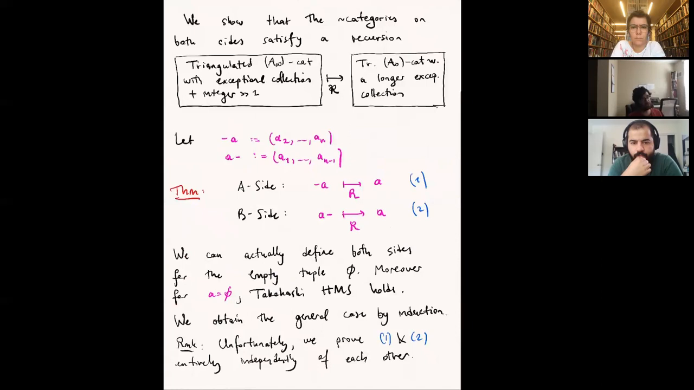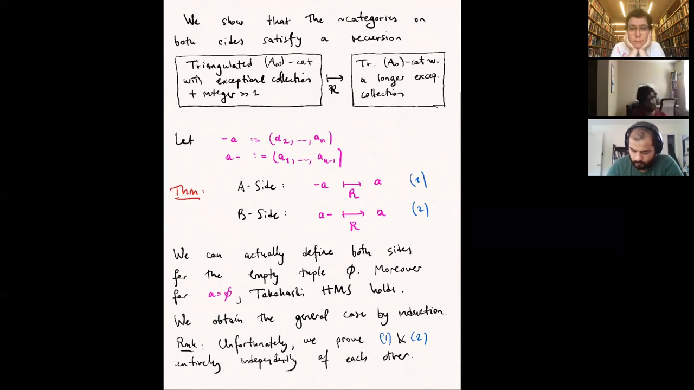Okay, so how do we show this? Again, I'm going to have to be kind of rough and not really make precise statements. What we show is that the categories on both sides satisfy some kind of recursion. I will not describe this operation just yet, but we define some kind of recursion that takes in some triangulated A infinity category with an exceptional collection, a full exceptional collection.